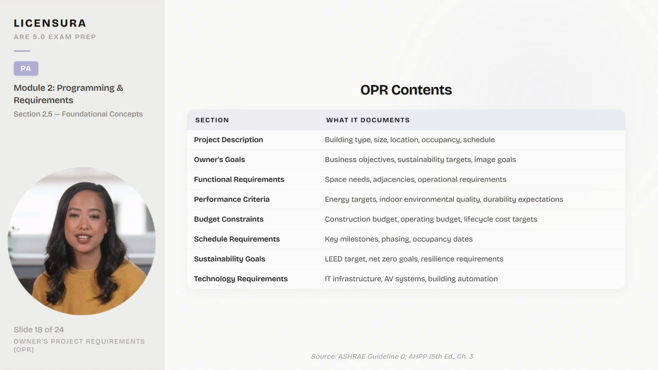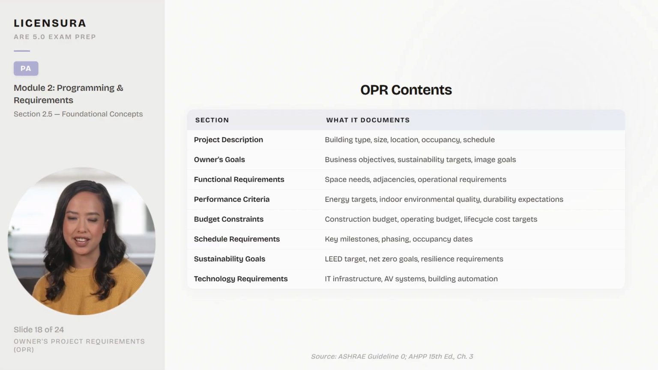The OPR contents table shows 8 sections that together form the benchmark for the entire project. Project description establishes the basics: type, size, location. Owner's goals capture business objectives and sustainability targets. Functional requirements define space needs and adjacencies. Performance criteria set measurable targets for energy, indoor environment, and durability. Budget constraints establish financial boundaries.